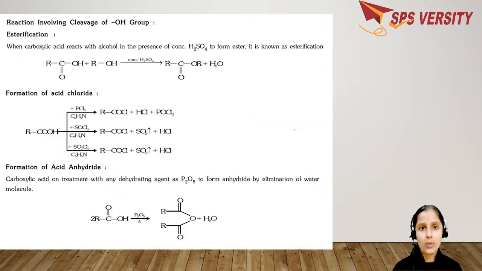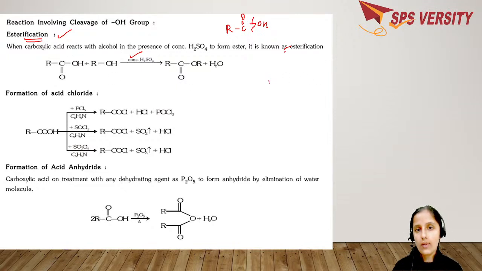Now we see the other bond breaking. If you take RCOOH, this bond will be broken. So the first reaction, which is very important, is esterification. A carboxylic acid and an alcohol in the presence of an acid catalyst combine to give an ester, which has a fruity smell. This is how the reaction proceeds.